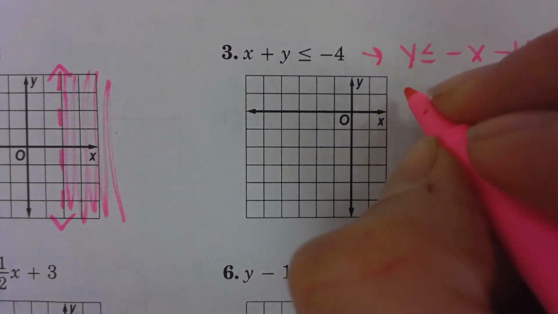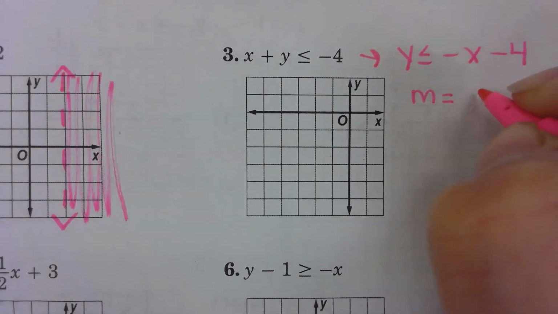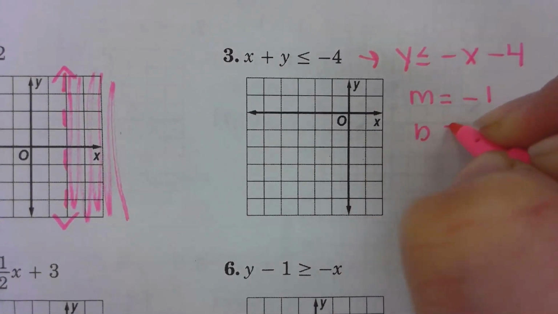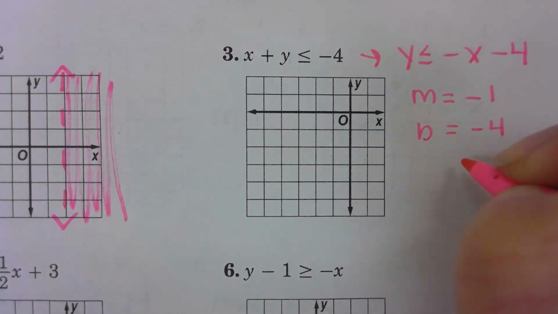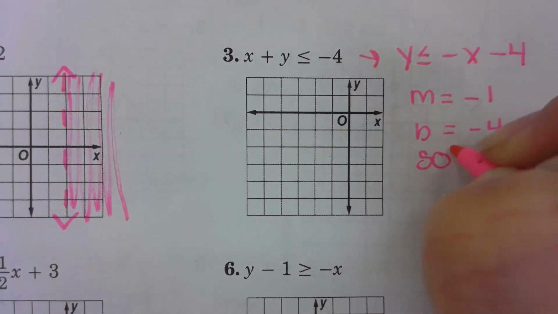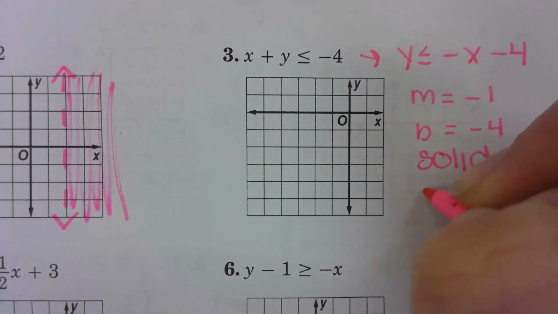So what's the slope of this line? -1. What's my y-intercept? -4. Solid or dashed? Solid. Above or below? Below.